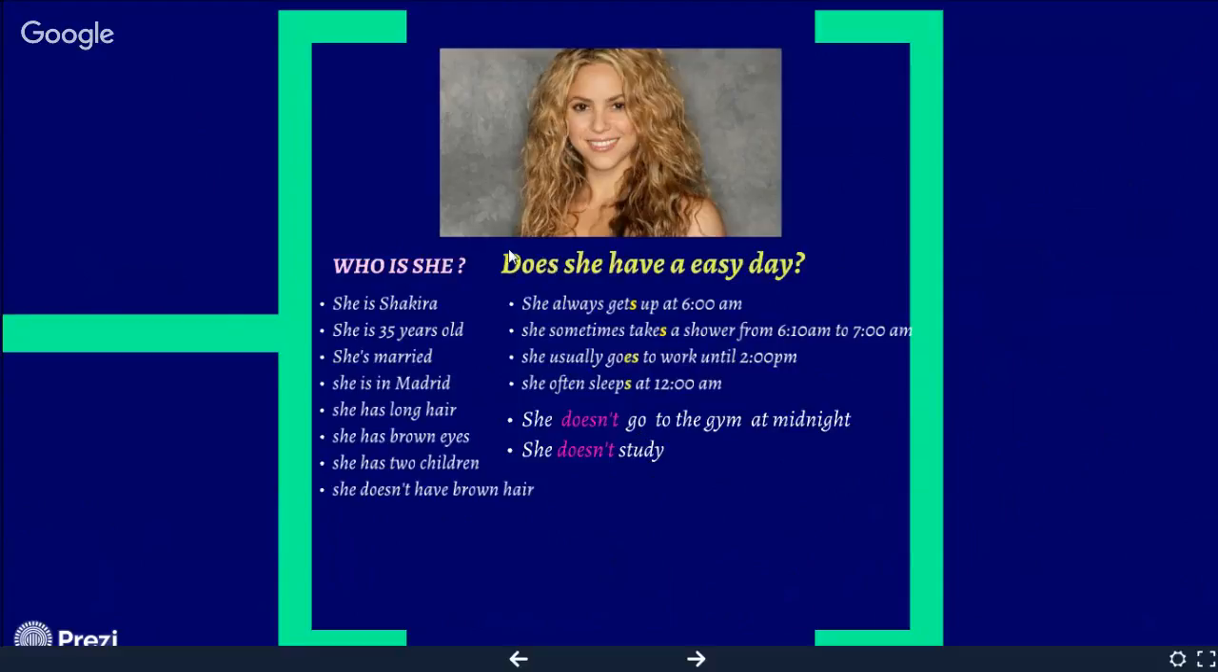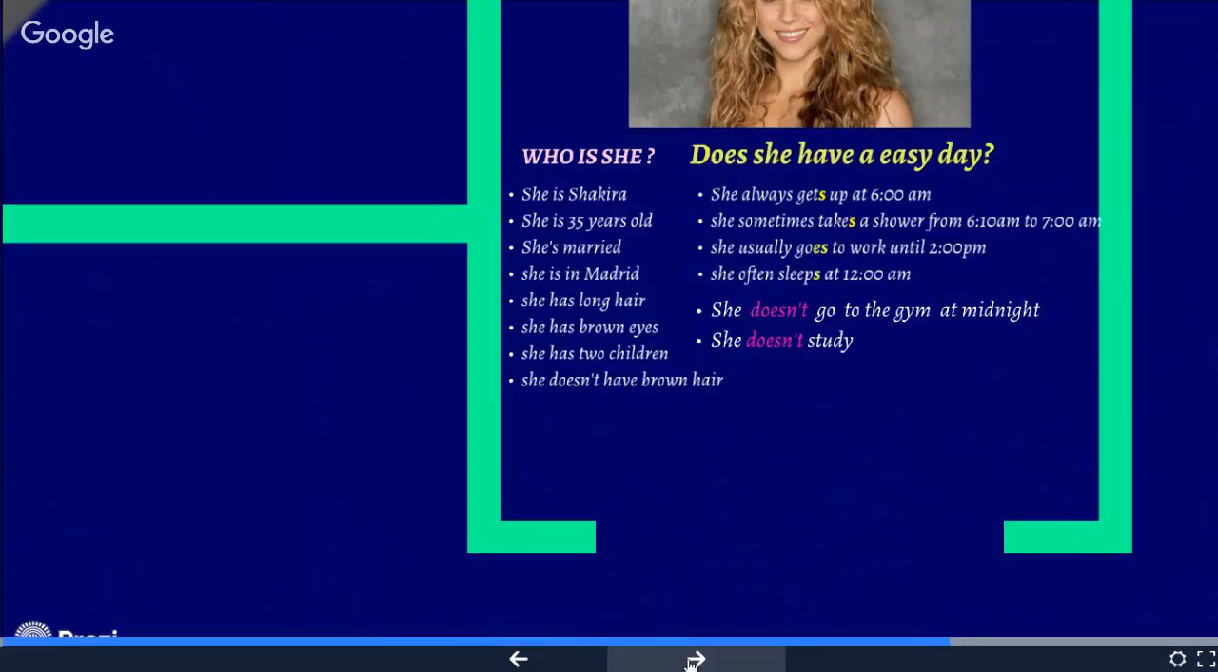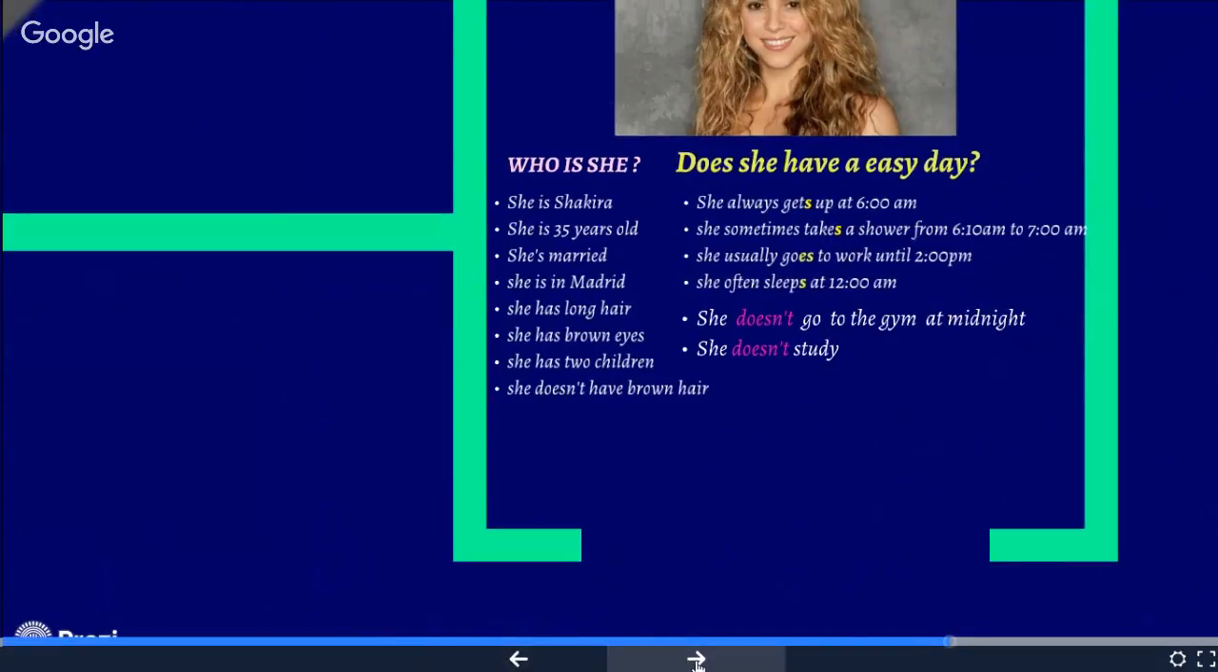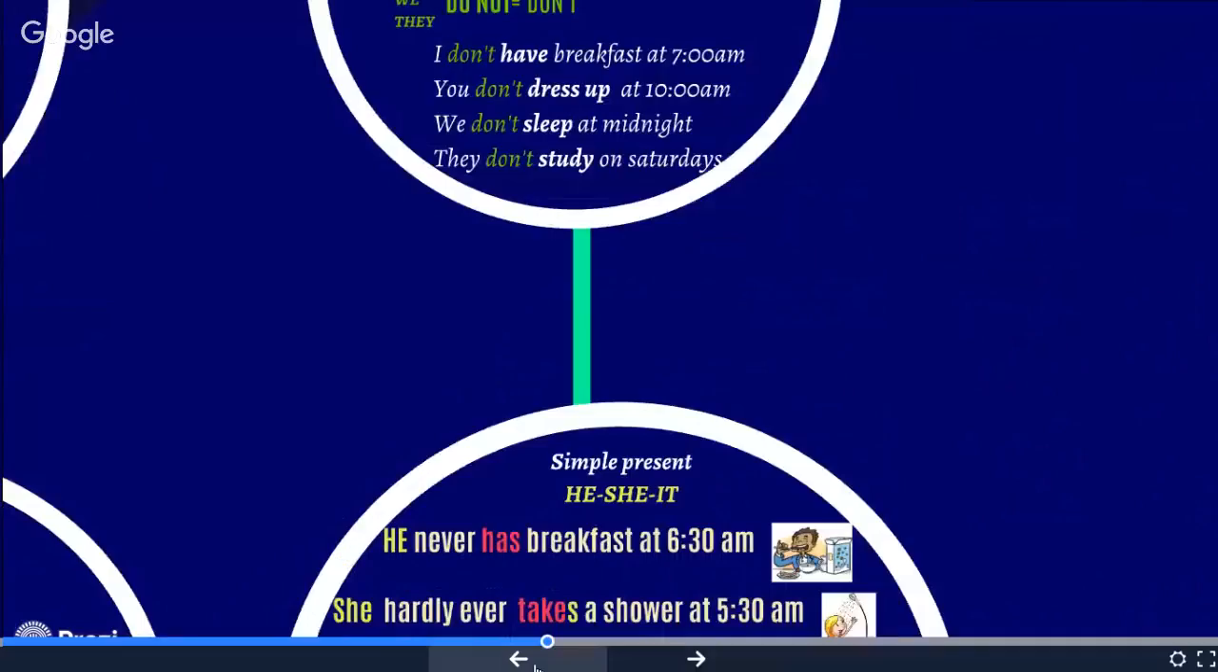Remember, when you use the auxiliary in interrogative, the verb is the same. When you use the auxiliary in negative, the verb is the same. You only have to change the verb when it's affirmative. Okay? Okay, I am going to review.